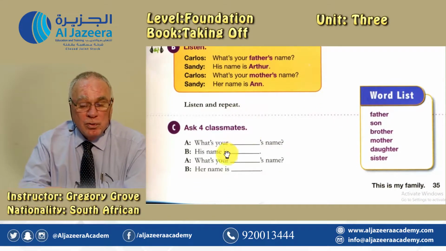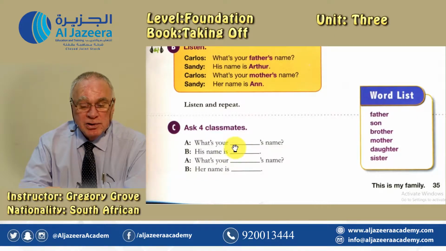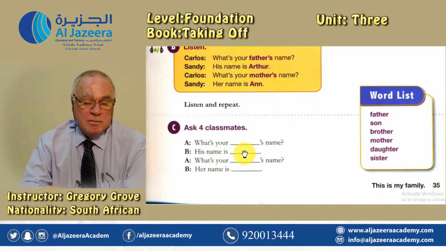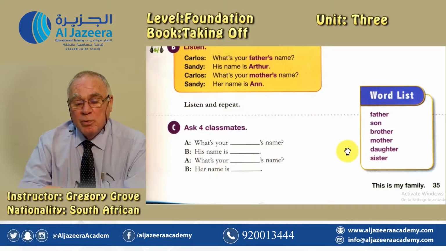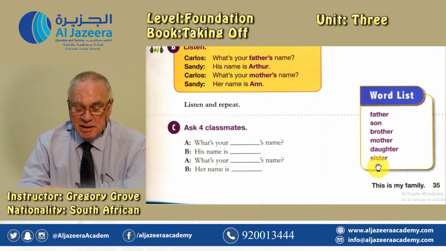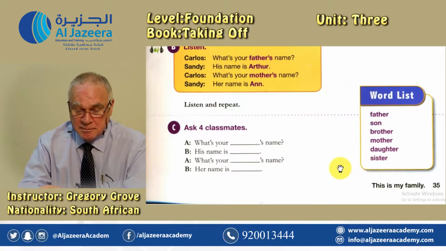Now work with 4 of your classmates or 4 friends and ask them, what's your, and here you can put father's, mother's, brother's or sister's name. So what's your brother's name? His name is John. What's your sister's name? Her name is Sandy. And the words we've been working with are father, son, brother, mother, daughter, and sister. That makes up your family.